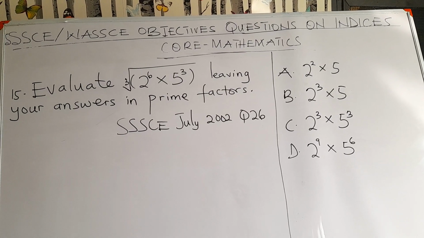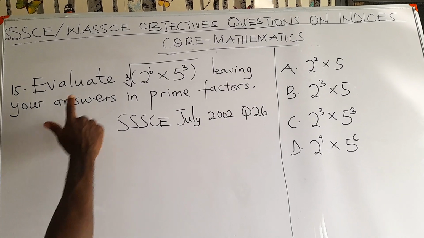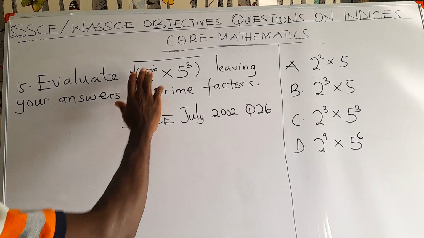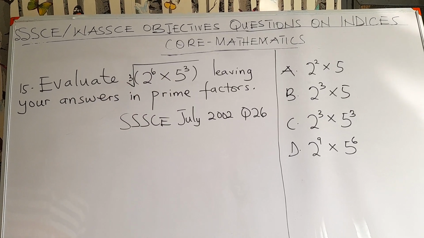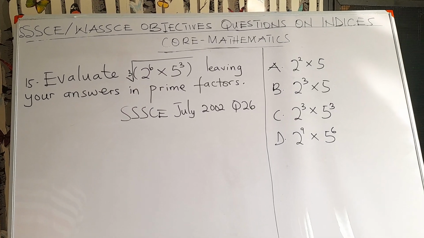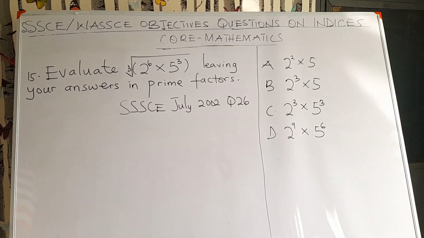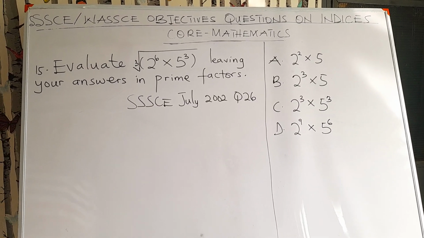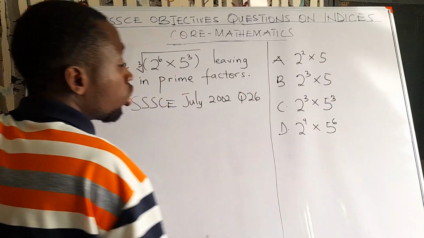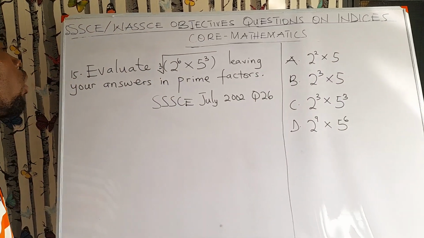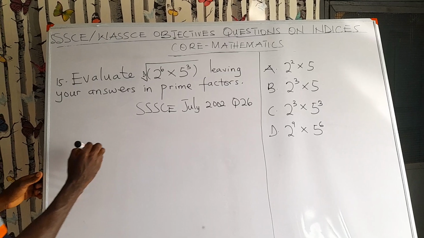Please try solving this and see if you can get the answer. It says evaluate the cube root of 2 exponent 6 times 5 exponent 3. Leave your answers in prime factors. This is main exam July 2002, question number 26. Please, these are the possible answers. Solve and see if you get the correct one. Now compare answers with mine.